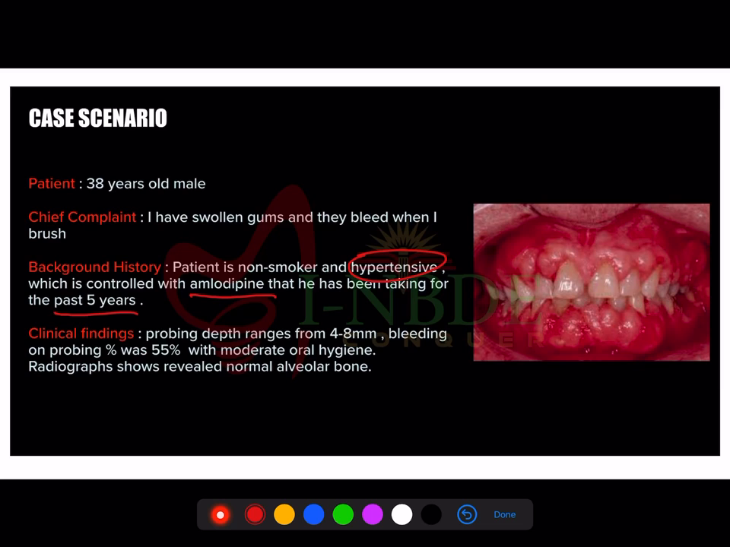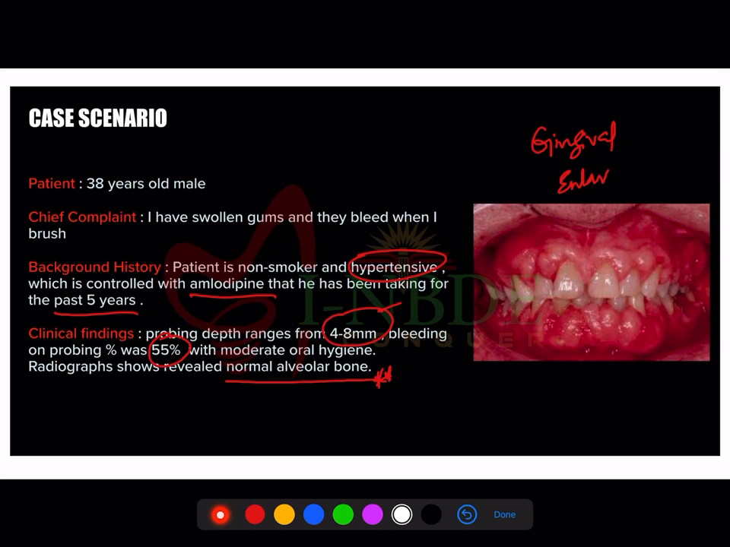The probing depth ranges from 4 to 8 millimeters and bleeding percentage is 55 with moderate oral hygiene, and the radiograph shows a normal alveolar bone. So the key words are the normal alveolar bone, and you can see the pockets are there. Whenever you have a normal bone with a pocket, that is called a pseudo pocket. Then that is basically gingival enlargement, retrograde, so a retrograde way of handling. It is basically due to gingival enlargement.